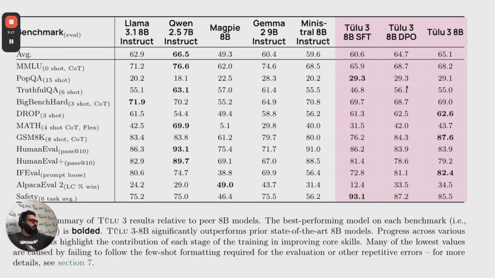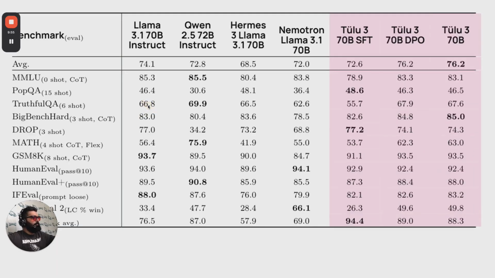This is a comparison of the Tulu 3 models to other models that started with a different base model. So Magpie, Gemma 2, Ministral 8B. And you can see that Tulu 3 8 billion is pretty competitive, right? It's second place overall. Is that right? Yeah, second place overall. And in many of the categories, it is competitive with these other models. And then we see the same thing for 70 billion, other models that started with different pre-training.